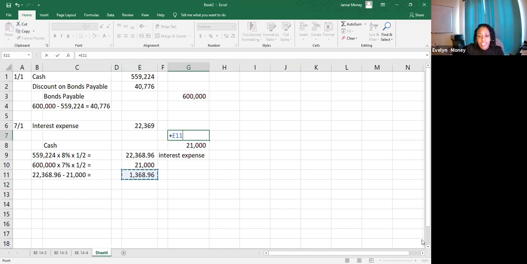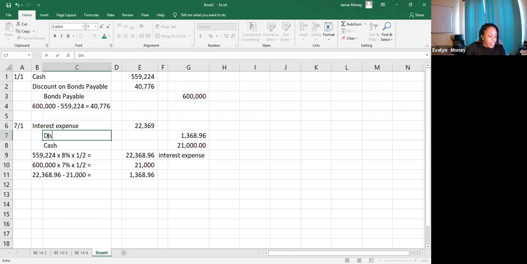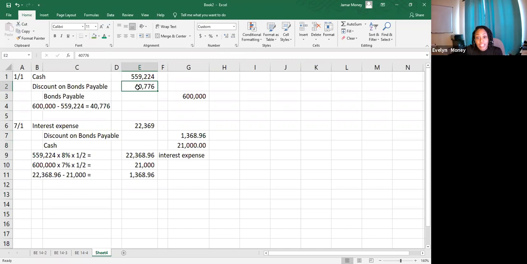So now I want to drag that 1,368.96 up here to the credit side. And again, I want to show my pennies. So we're going to credit discount on bonds payable. Again, which makes sense because I'm slowly trying to eat away at the account discount on bonds payable. And it started off with a debit balance, so I'm going to credit it to reduce that amount.